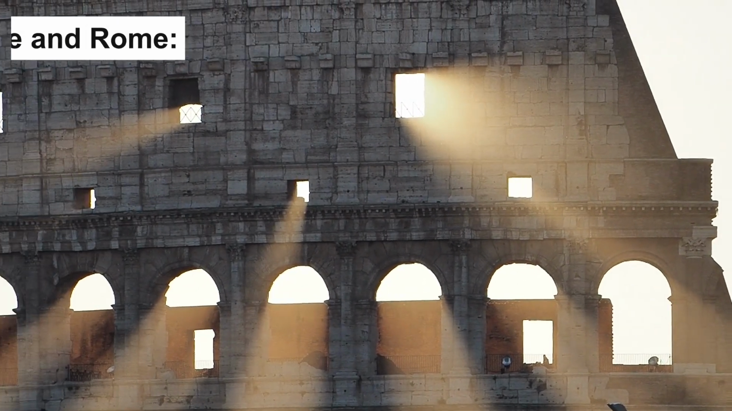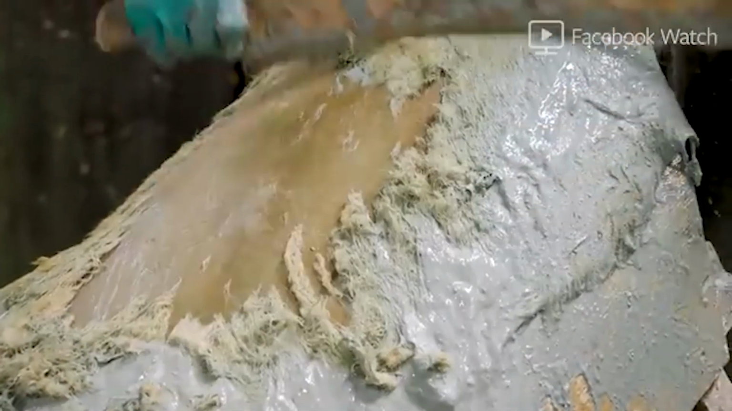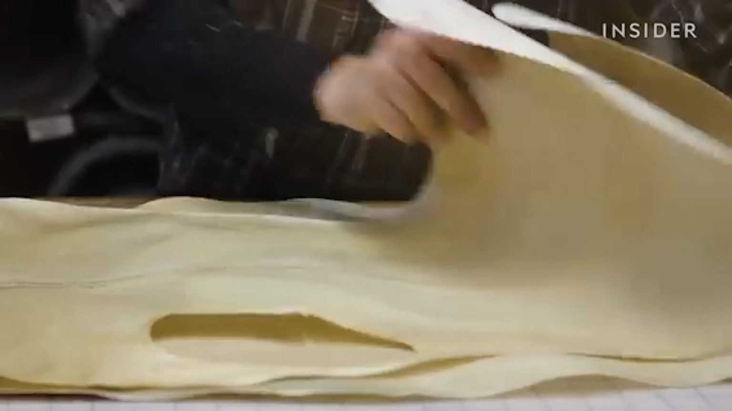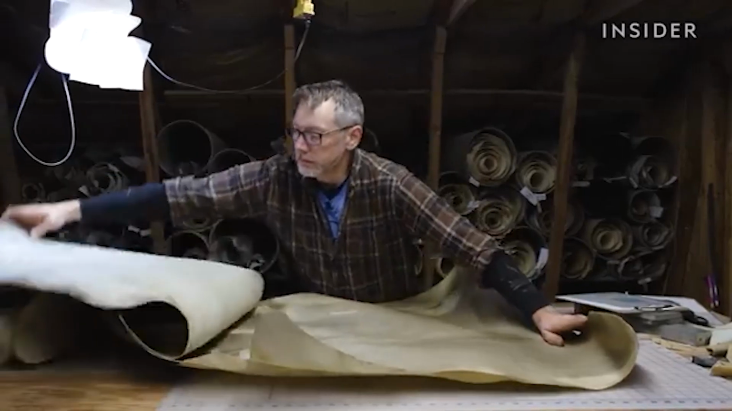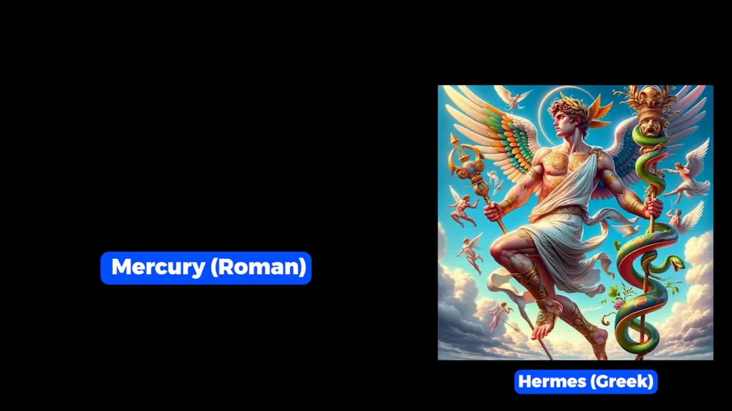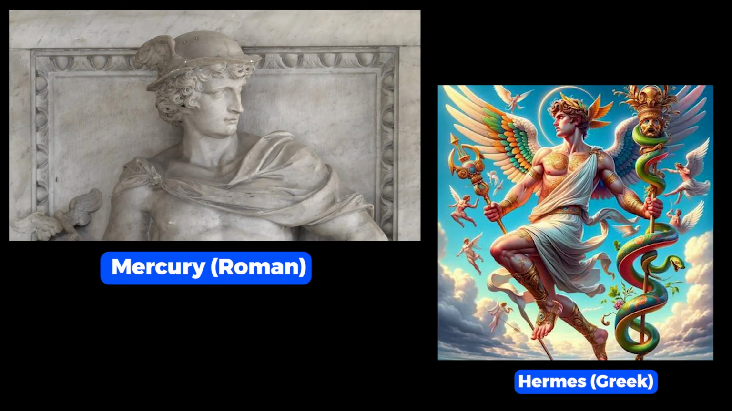Greece and Rome, parchment. In ancient Greece and Rome, parchment made from animal skins was commonly used. The mythological connection can be linked to Hermes, Greek, or Mercury, Roman, who were both gods of communication and writing.